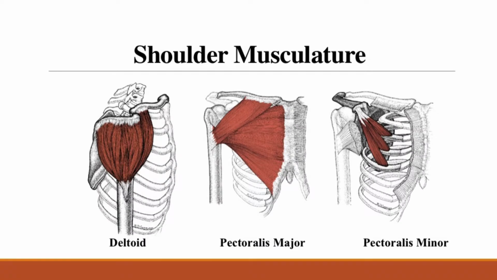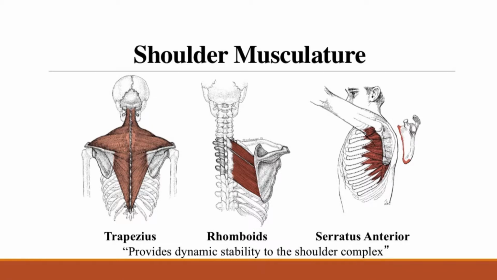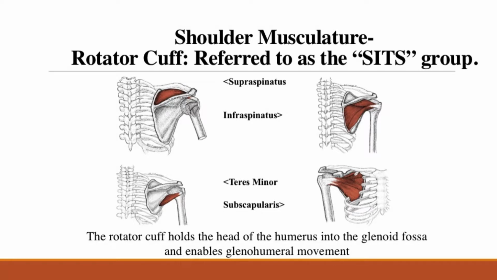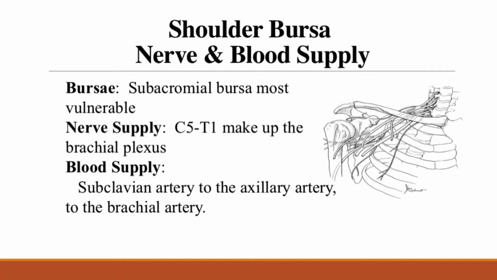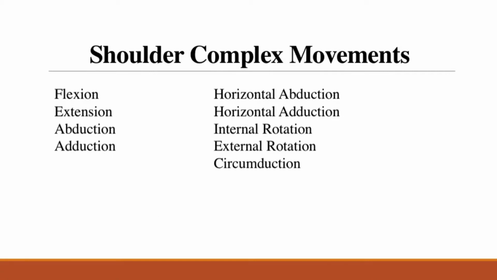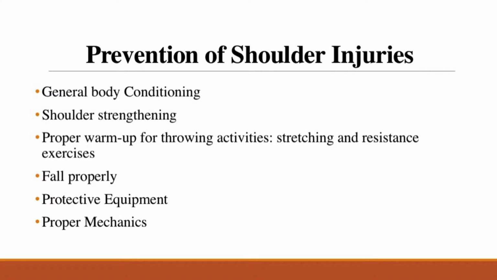Review the major muscles and rotator cuff using the presentation and the textbook. Review the bursa, nerve, and blood supply for the shoulder using the presentation and textbook. Review the shoulder complex movements for the shoulder girdle using the presentation and textbook. Review the prevention of shoulder injuries using the presentation and textbook.